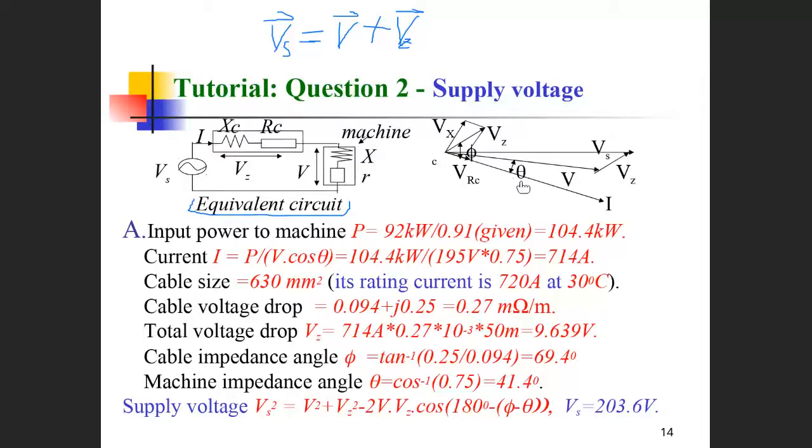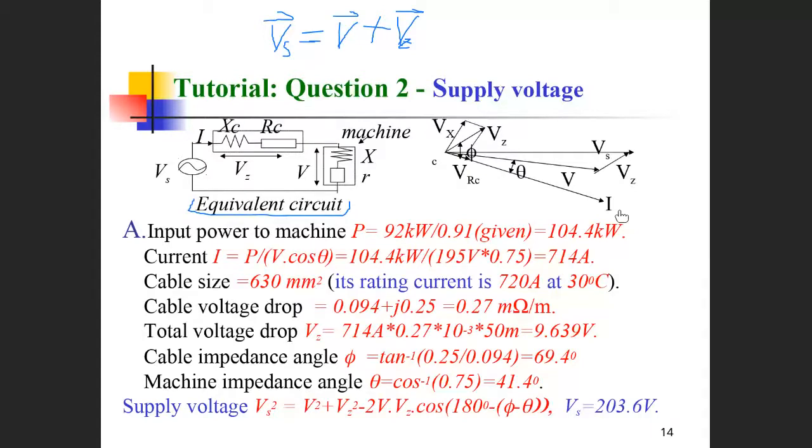So the voltage drop on the machine can further be divided into VR and VX. Now, for the cable, the cable has voltage drop Vz. In comparison with the machine, the cable usually has a power factor much lower than the load. Suppose this is the voltage drop on the cable. The voltage drop on the cable can be divided into two parts. One is the resistive voltage drop, which is in phase with the current. The other is the reactive voltage drop, which is perpendicular to the current. So the Vx is perpendicular to the current, and the VR is in phase with the current.